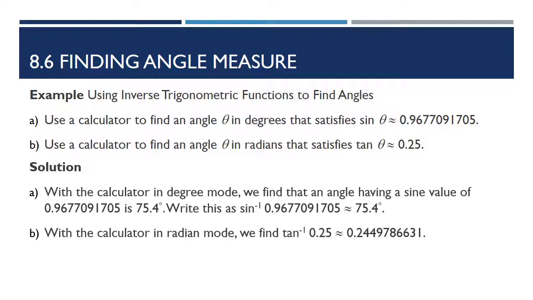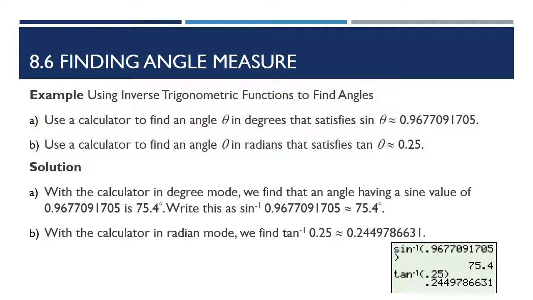Okay, so with degree mode, there we go, got a little picture of it there. You can put that in and you get that the angle for part A is 75.4 degrees. And for part B, we get that the angle is 0.24497866631 radians. And notice for degrees, you do want to put the degree symbol. You don't need any symbol for radians.